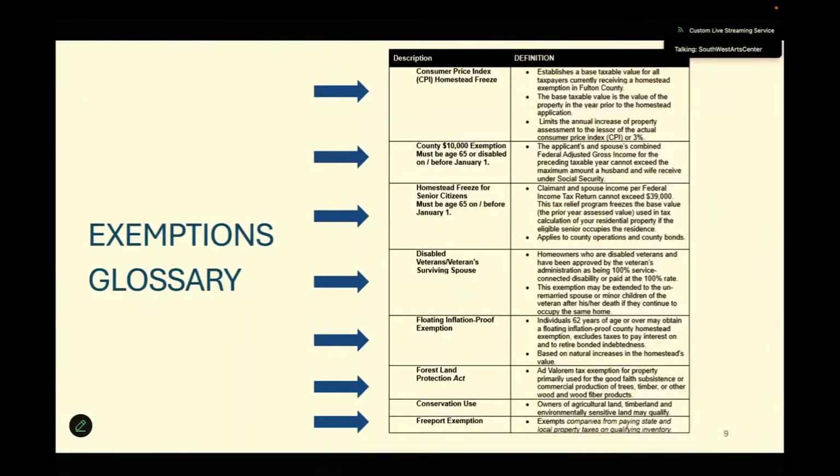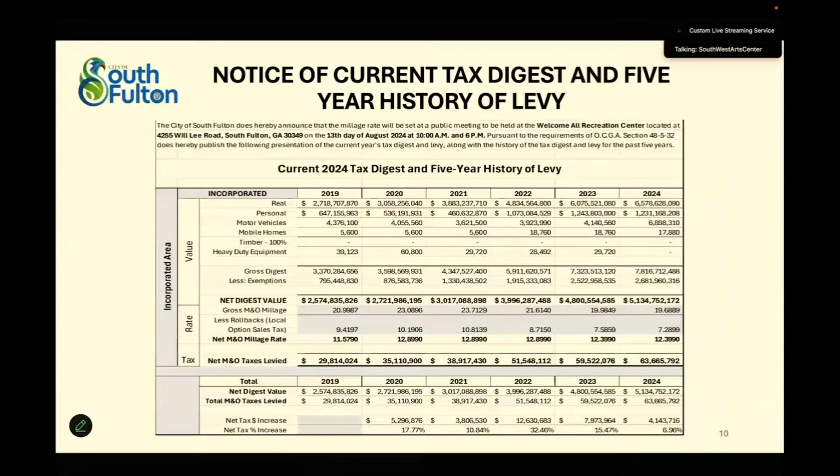I won't attempt to read this slide, but if anybody is curious about what a specific exemption means, this is a glossary. And again, this presentation can be found on our website. Next slide, please. So this is a chart that you're probably familiar with.